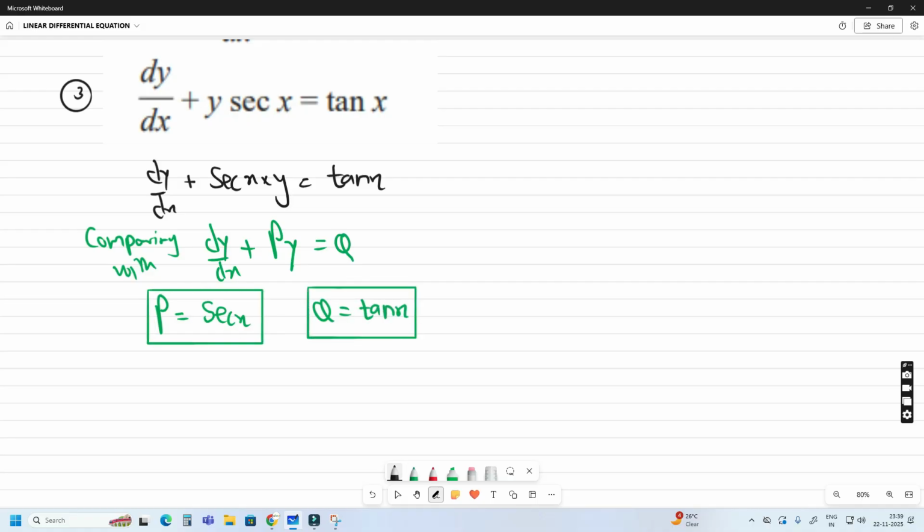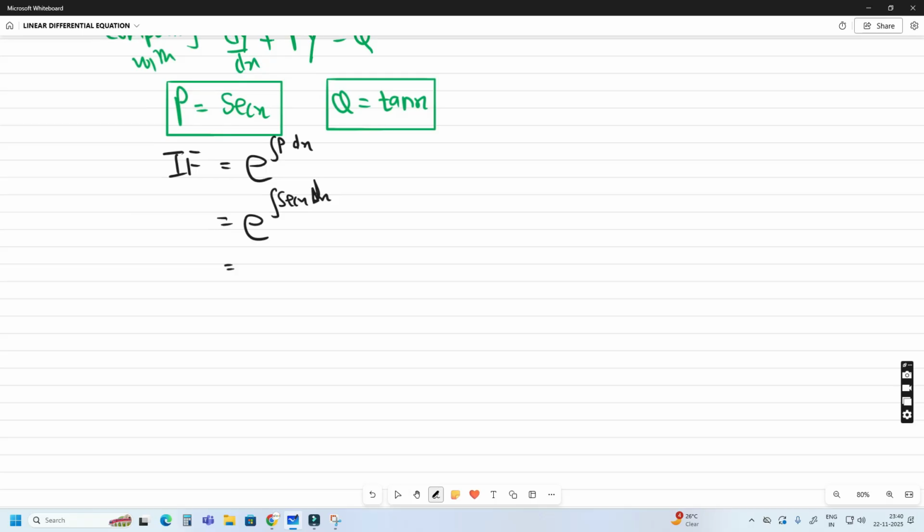Now we are going to find out IF, the integrating factor. The formula for IF is e raised to integration of P with respect to dx. So here e raised to integration of sec x with respect to dx. So what is integration of sec x? That is log sec x plus tan x. Remember that. Integration of sec x is log mod of sec x plus tan x. As you know, I have told you before, what do e and log do? They cancel. So you're getting the value for IF is equal to sec x plus tan x.